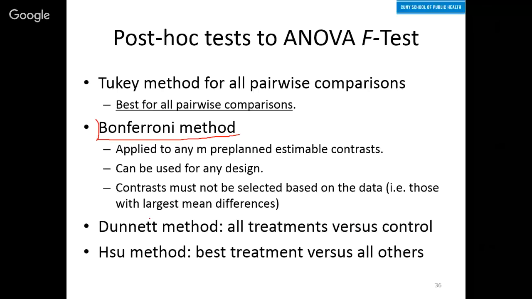A couple other ones worth mentioning. The Dunnett method is for comparing all treatments versus one control, and the Sue method is for comparing the best versus all others based on the data. So the Dunnett is also pre-planned. Sue is actually based on your data, picking your one extreme against all others. So if in this case you wanted to test group 3 against all others, you could use the Sue method.